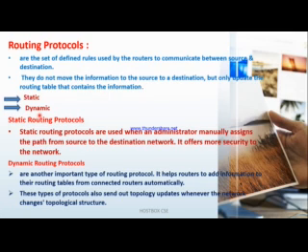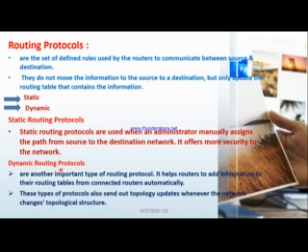Now the question is, what is a static routing protocol? These are the protocols used when an administrator manually assigns the path from the source to the destination network, and it offers more security to the network. So in this routing protocol, we manually assign the path from source to destination.